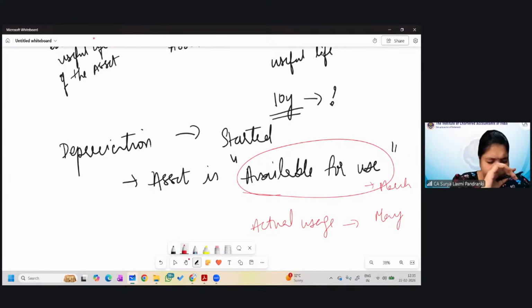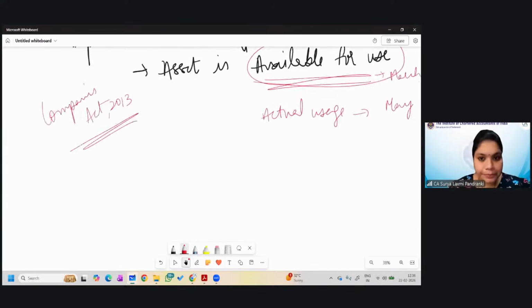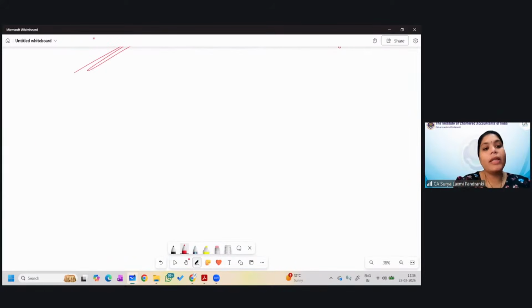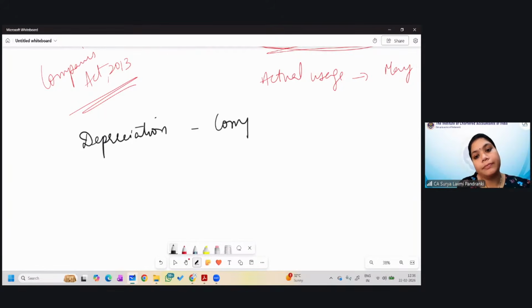This is told by the Companies Act. So Companies Act has given this word available for use. Companies Act 2013 has told you that when the asset is available for use, start providing depreciation. Okay. Also, the standard says the same thing. Now, one more thing that is told by the Companies Act 2013 is you will have to start providing depreciation component wise. Okay. Component wise मतलब क्या है?